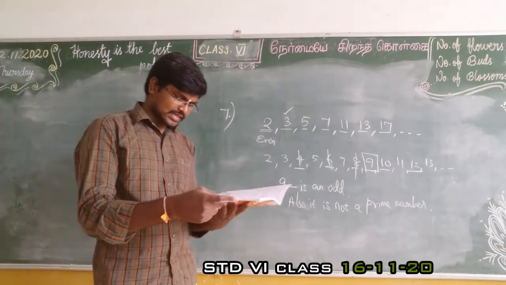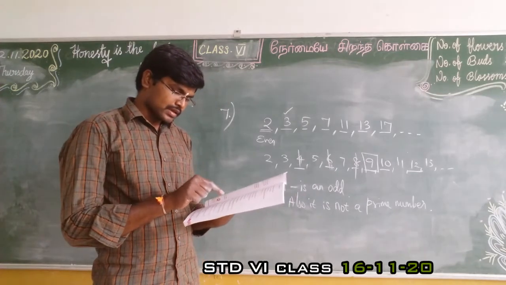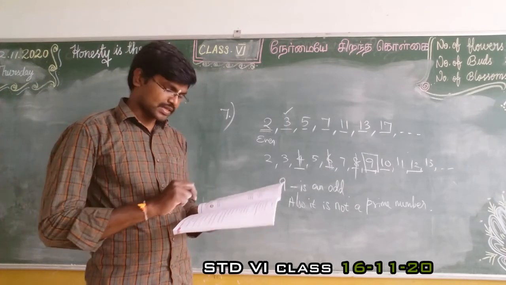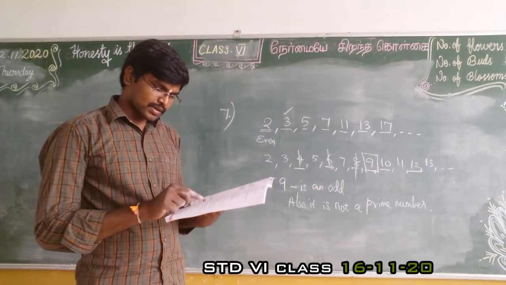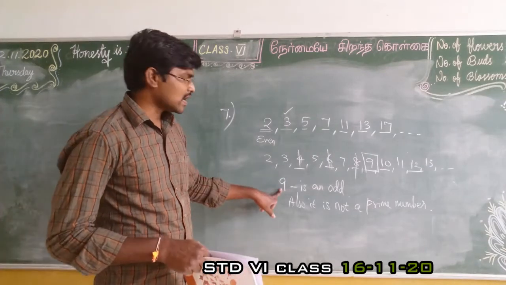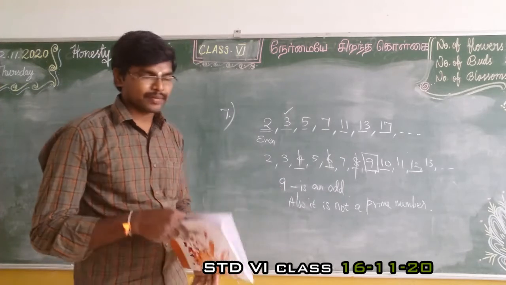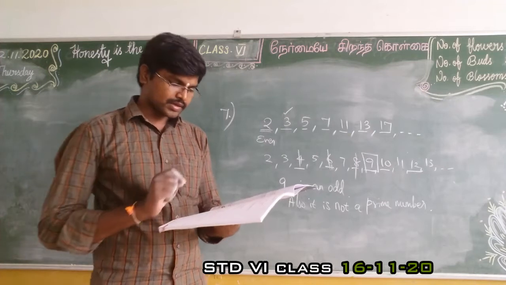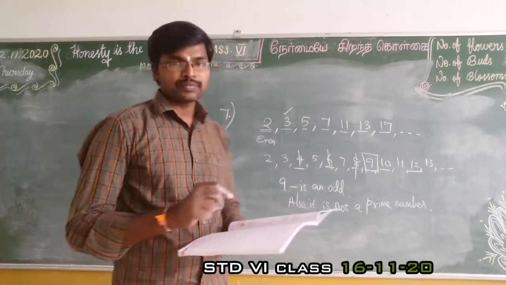So the statement that every odd number is a prime number, that concept is wrong. This is the example. Note it down: 9 is an odd number, but it is not a prime number.